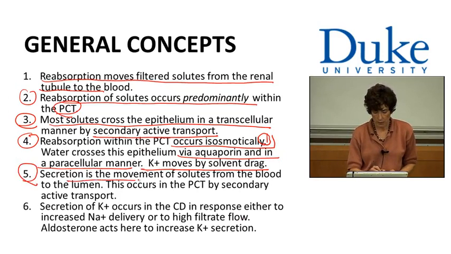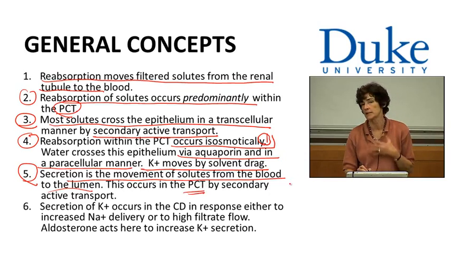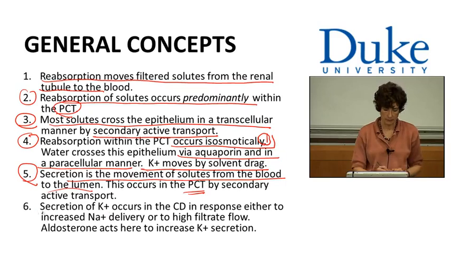Five, secretion is the movement of solutes from the blood to the lumen, and this again occurs in the proximal convoluted tubule, and again predominantly by secondary active transport. And these are our organic molecules, our drugs, the vitamins, and so forth.